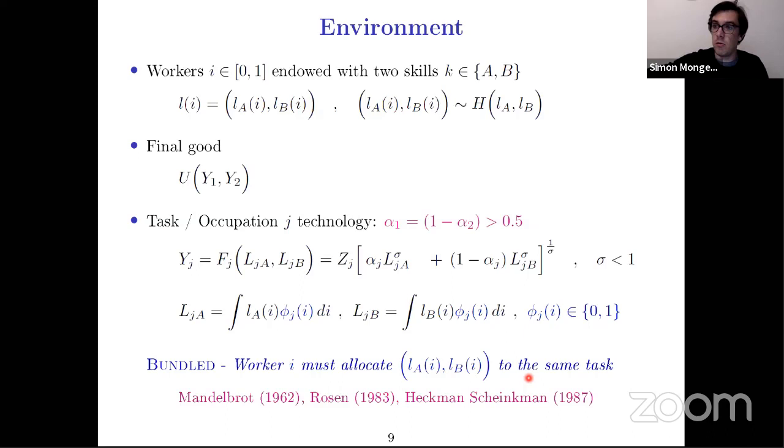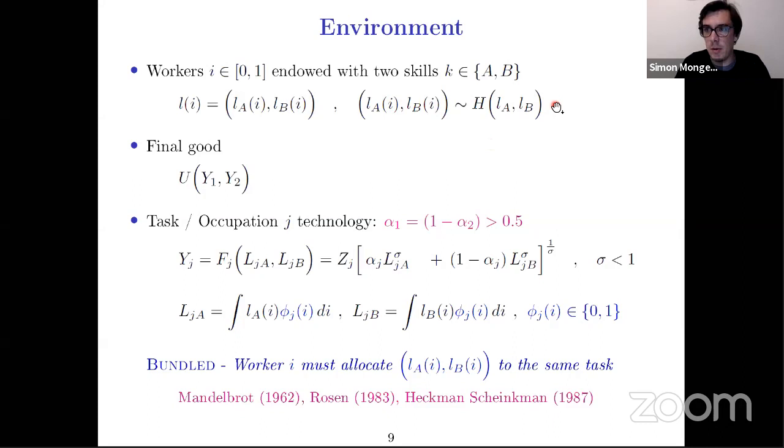A model where you have a production function which depends on both of these skills, and this kind of bundling, was put forward by Mandelbrot. Rosen elegantly sketched out some results for it, and Heckman and Scheinkman did some work on this as well. While these papers study stylized partial equilibrium examples, we're going to study this problem in general equilibrium, and we're going to crucially assume enough smoothness in different places, in particular with the distribution of skills, such that we can do some really standard economic analysis with it.